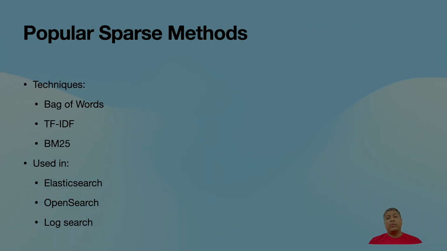Sparse vectors power most traditional search engines. Techniques like bag of words, TF-IDF, and especially BM25 are still widely used today. If you have used Elasticsearch, OpenSearch, or search through logs, you have already benefited from sparse vectors. They are fast, reliable, and excellent for keyword-based retrieval.